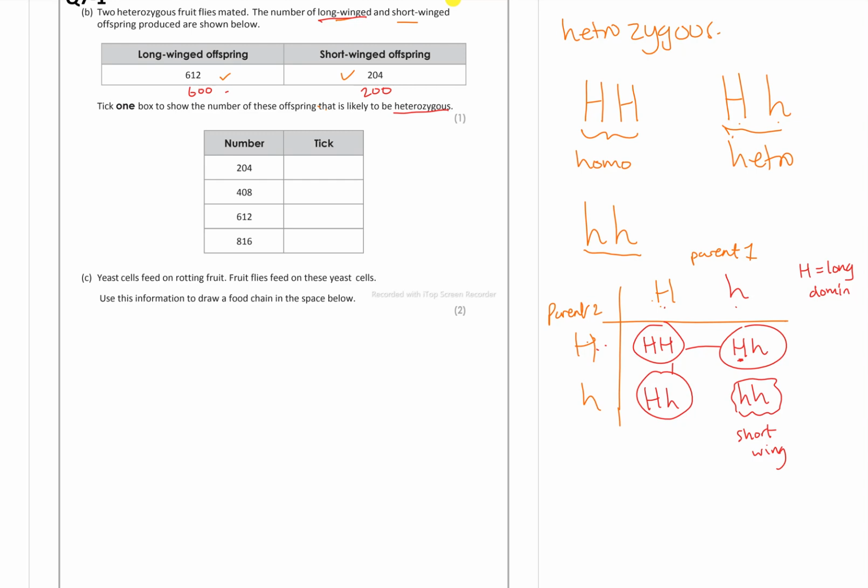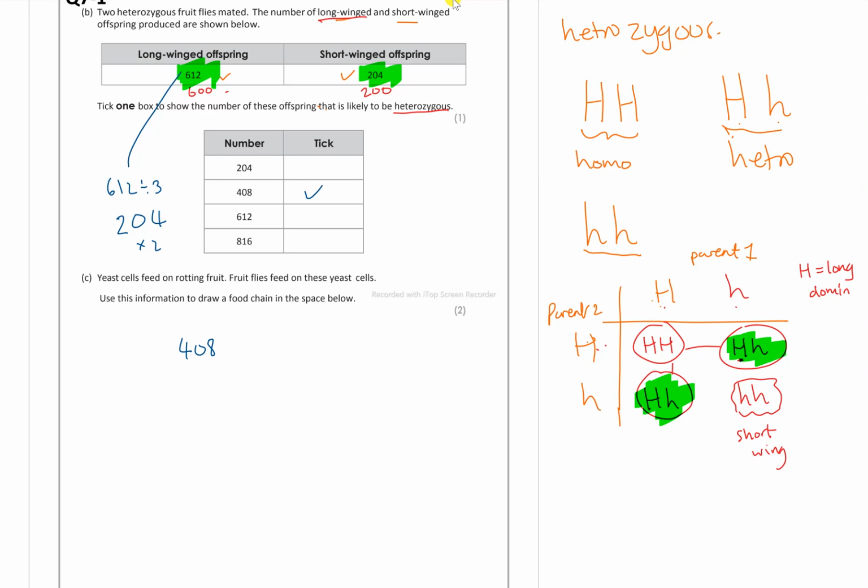Heterozygote. Right, yeah. So if you look carefully, this is hetero and this is hetero. So we're expecting a half of these to be hetero. The easiest way to do it is 612 divided by 3 equals 204, and then we need to double it. It becomes 408. So we want that.